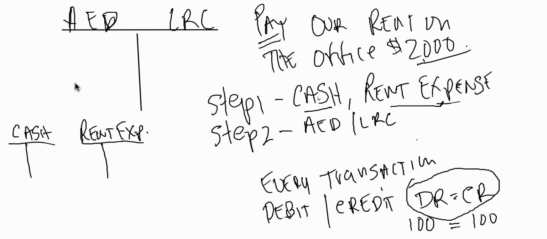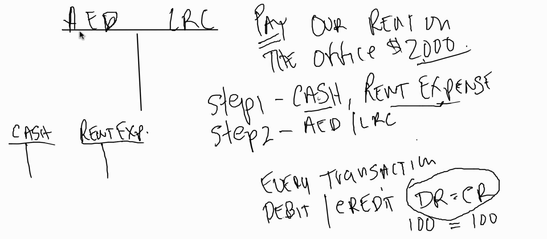The first thing you have to determine when you get to this point is where does the cash account fit with this AED LRC thing? So you have to ask yourself, all right, is cash a capital account? No. Revenue? No. Is it a liability? No. Is it a draw? No. Is it an expense? No. It's an asset, right?